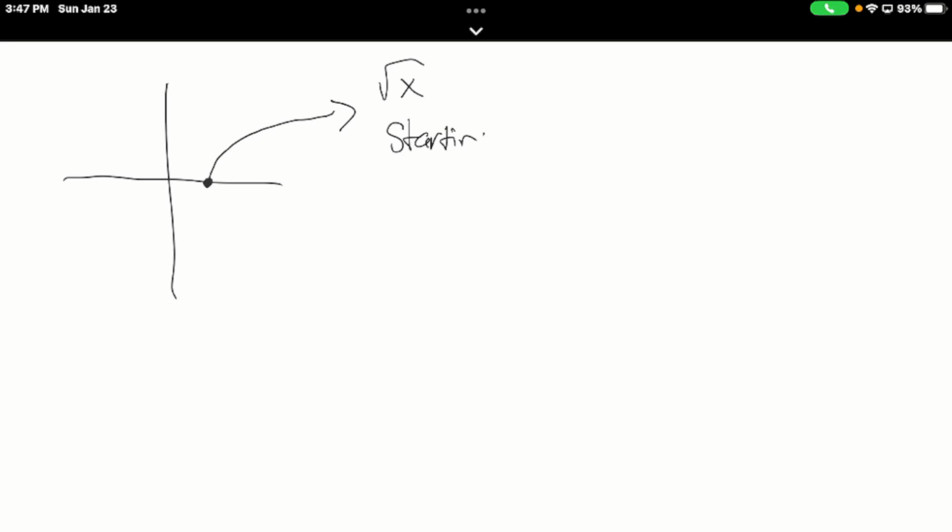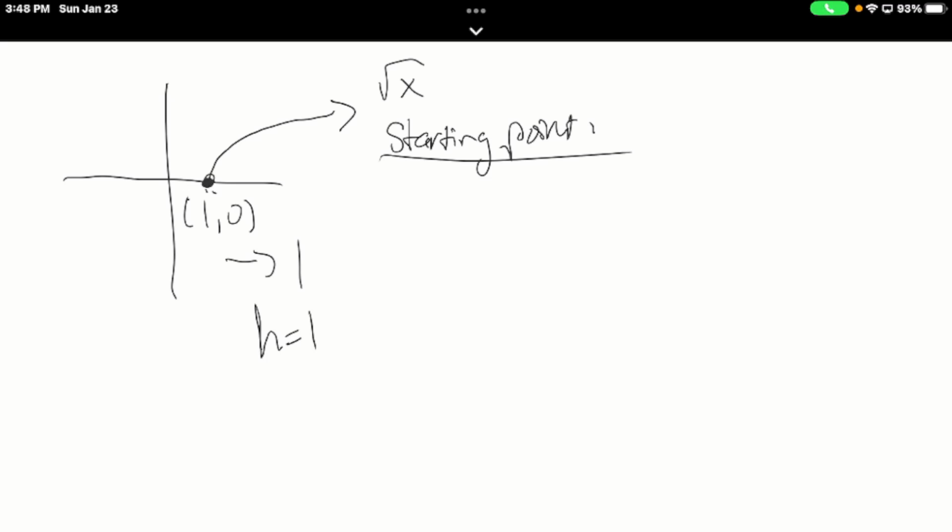Second step, identify your starting point. So the starting point in this is going to be the point right here. Let's say that I make this point 1, 0. My starting point in a square root function corresponds to my h and k. It's how much I'm shifting left and right and up and down. So since I'm at 1, 0, that means I shifted to the right 1 from my parent function, and I didn't shift anything up or down. That's important to notice. So I know that h is 1.